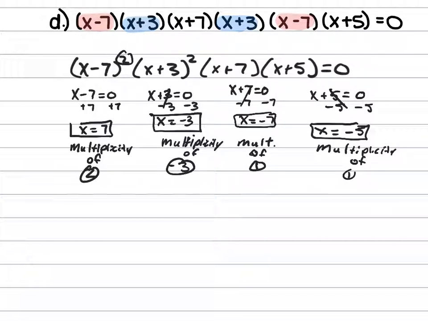All right, so we get an idea of what this graph would look like. It's going to do something at x equals 7, something at x equals negative 3, something at x equals negative 7. Multiplicity of 2. Did I? Negative 3. Which one? Oh, I'm sorry. Thank you. It's got a multiplicity. Sorry.